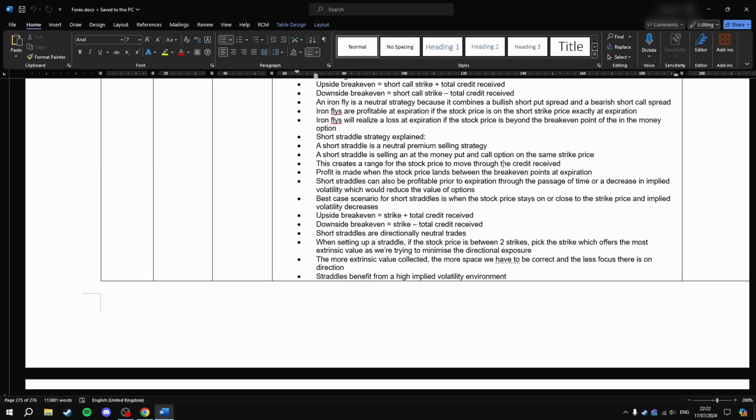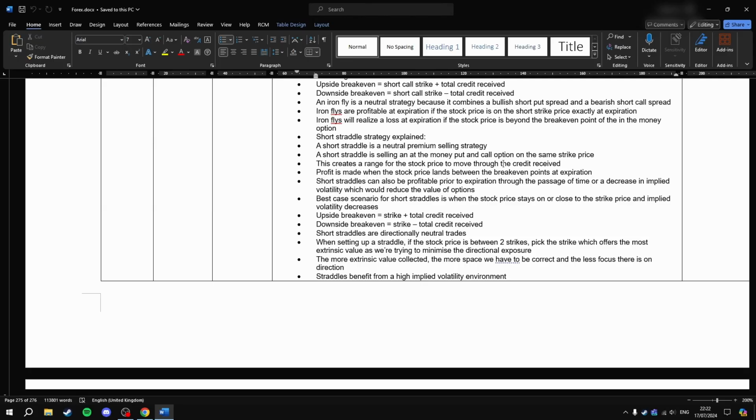So then we went through the short straddle strategy. So a short straddle is a neutral premium selling strategy. A short straddle is selling an at the money put and call option on the same strike price. So this creates a range for the stock price to move through the credit received. Profit is made when the stock price lands between the break-even points at expiration.